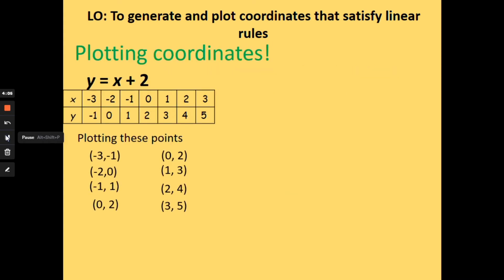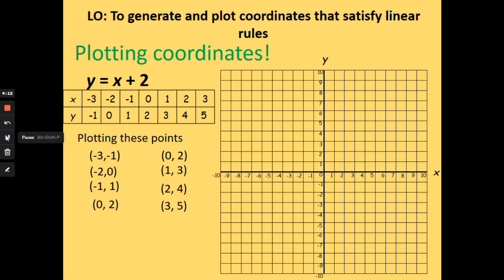So there's what you just worked out. There's your coordinates, there's the equation, there's the table. I'm then going to draw myself an XY axis that looks like this. So for all these questions, whether they're linear or quadratic, we'll be using this kind of graph. And then all I'm going to do is plot the coordinates. Minus 3, minus 1, 2, 0, all the way up to 3, 5.